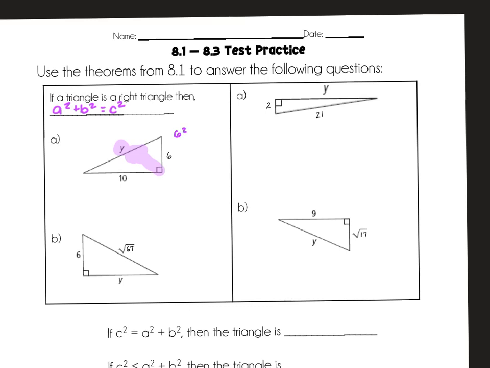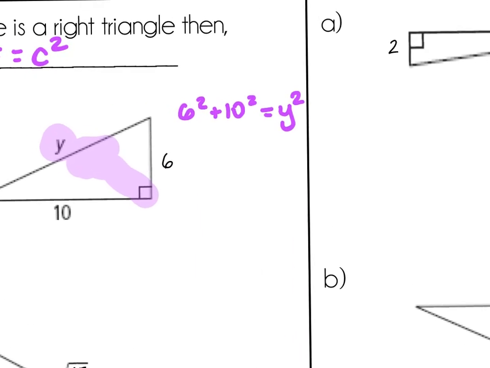So this is 6 squared plus 10 squared equals Y squared. This becomes 36 plus 100, which is 136. Now here's what you cannot do: get your calculator and hit the square root of 136 and get an answer. It's going to be wrong. You have to keep it, and the directions say keep it as a simplified radical.